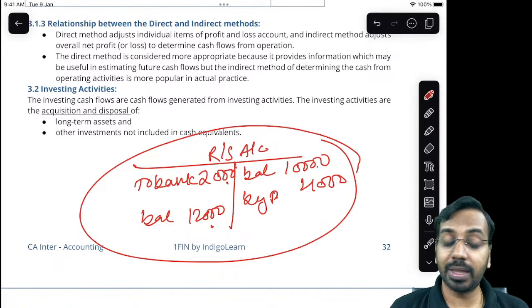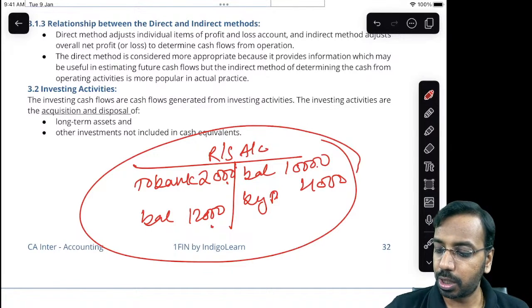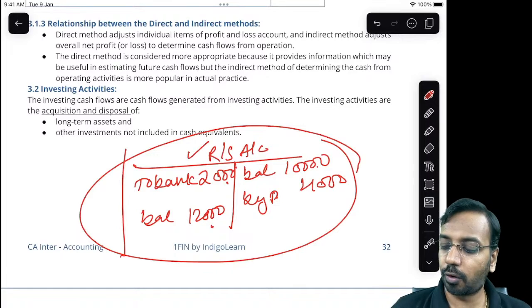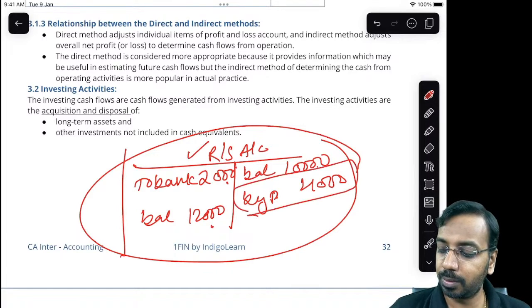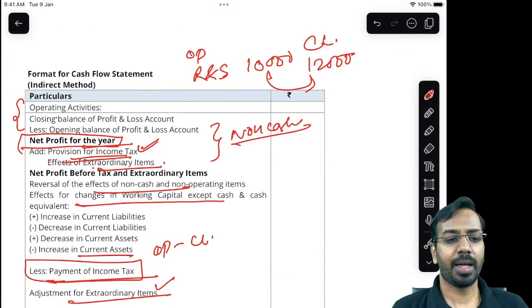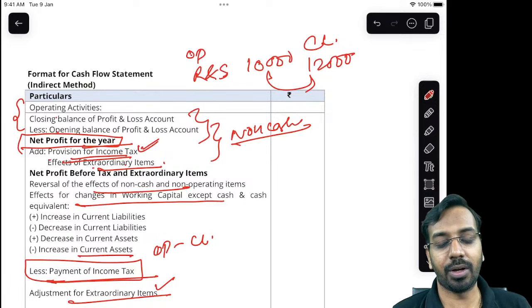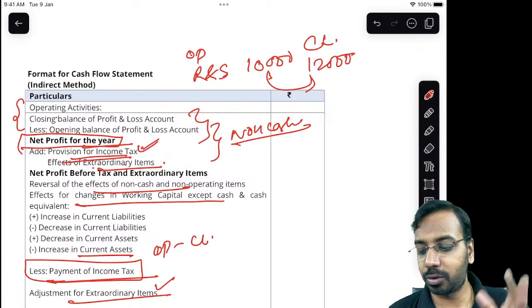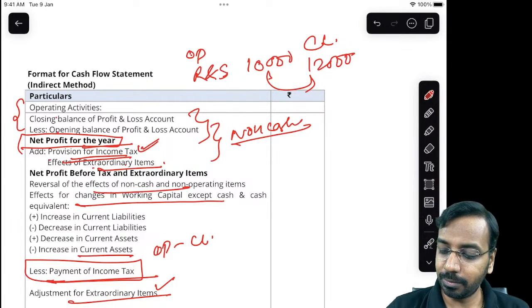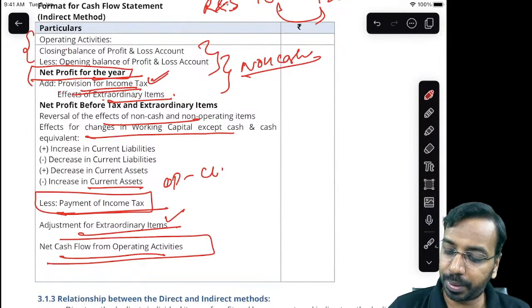A lot of students, when they try to make it in a statement format, get confused. No need to get confused. You can directly take the ledger format and calculate the profit for the period. That is why you are doing this closing minus opening. If no adjustments are given, directly you can do closing minus opening. If adjustments are given, prepare a ledger and solve the question, right? Then this gives me the cash flow from operating activities.